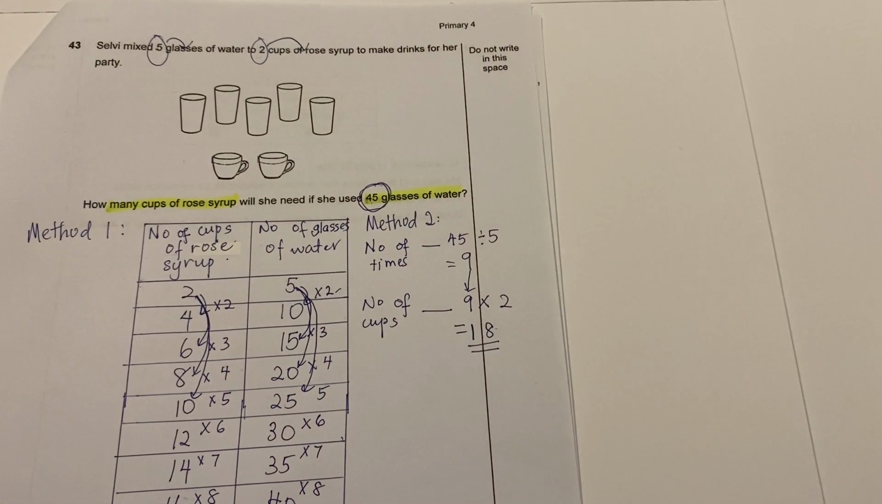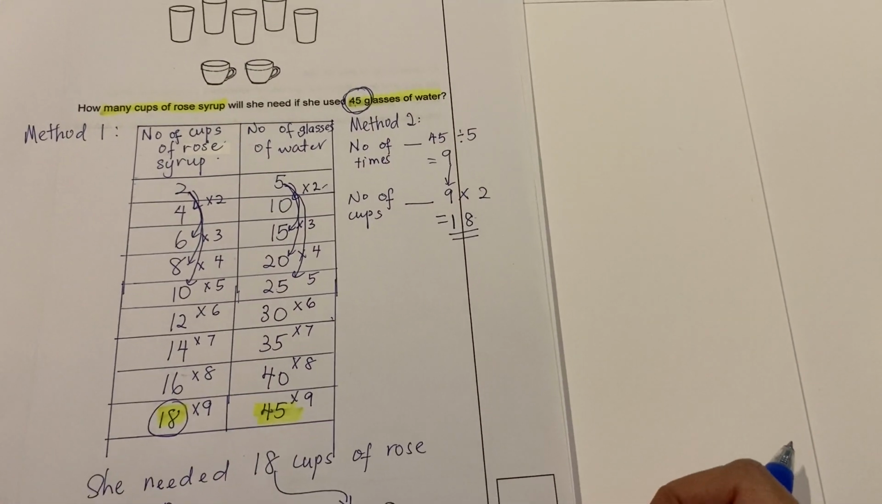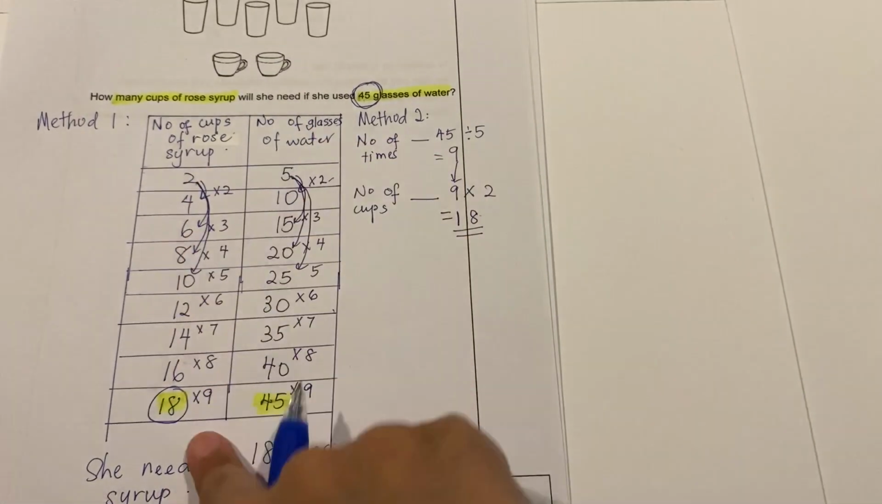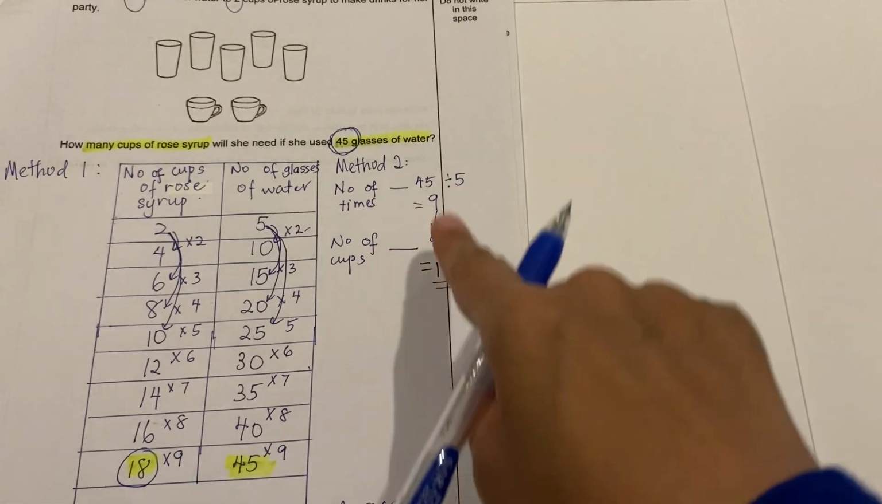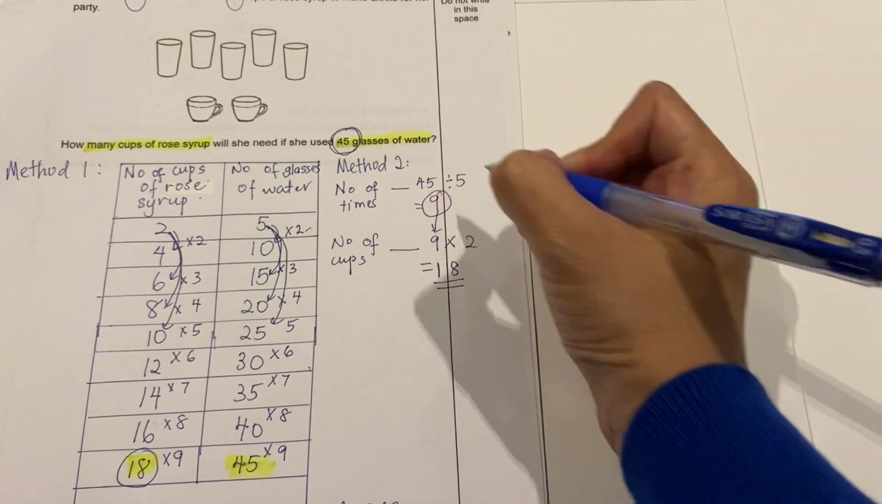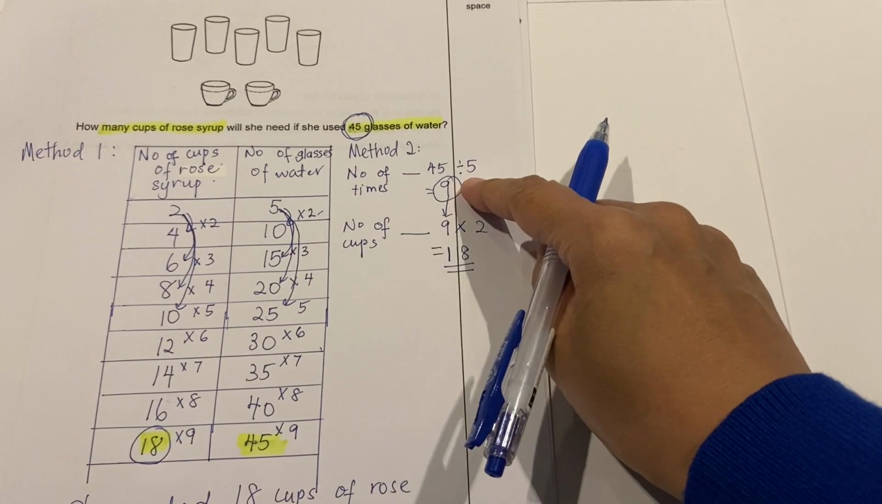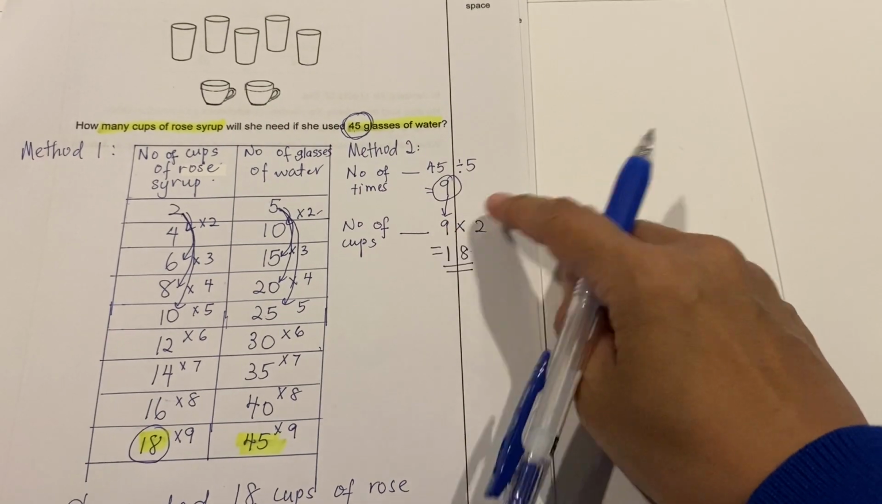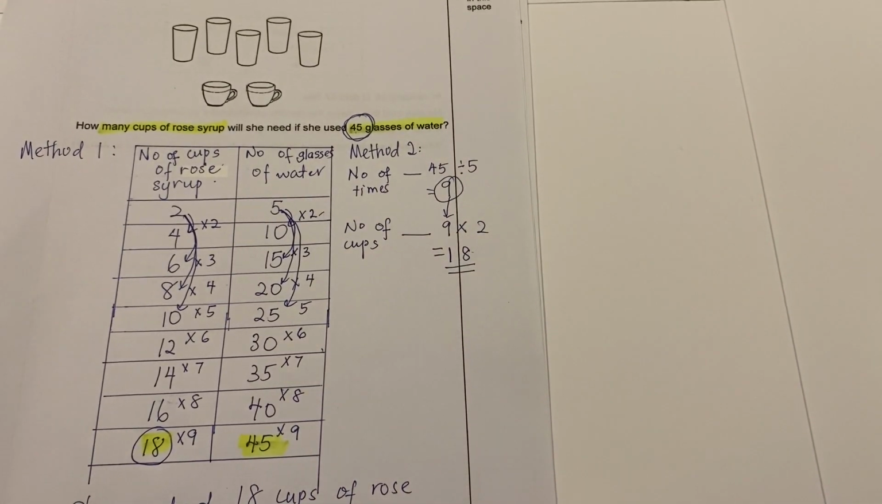Okay, so I leave it to you. Whichever you're comfortable with, you can do your listing or you can do your grouping. In this case, you need to find out what the grouping is first, and that grouping is 9. So it's 9 groups, 9 sets, so 9 times 2 will give you also 18.